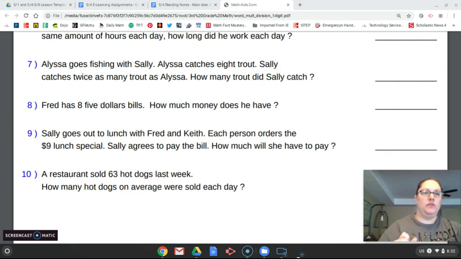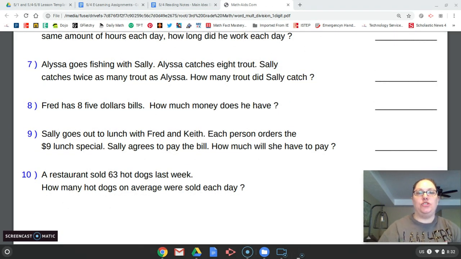All right. So remember, we know to do multiplication if we are supposed to find the total. Number 8 says Fred has 8 $5 bills. How much money does he have? So we're trying to find his total amount of money. So we have to do multiplication.